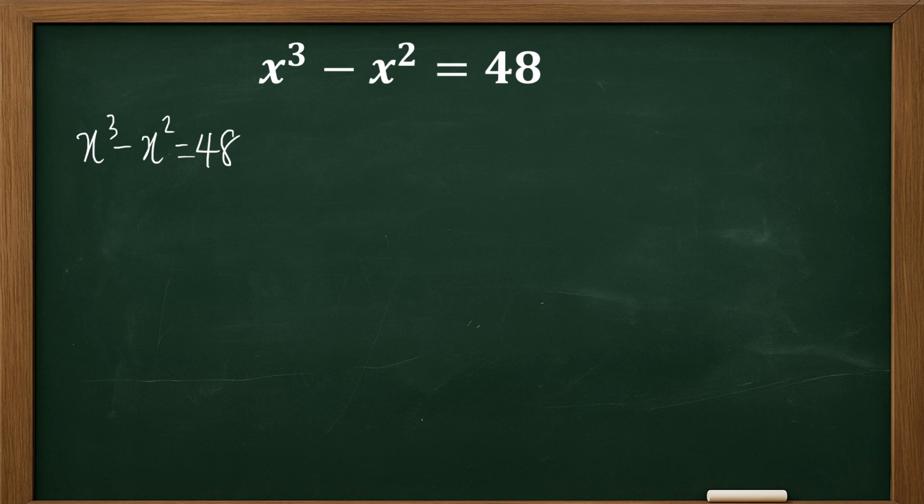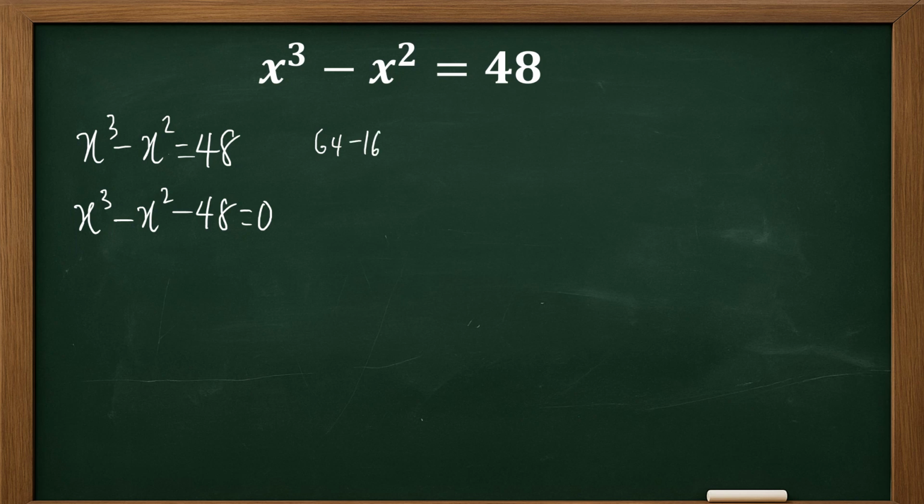But what if we have more values, more solutions for x? This is why we have to do this. Now, we have x cubed minus x squared equals 48. Rewriting this here, we're going to have x cubed minus x squared minus 48 equals 0. Now we have this. Here, we can write 48 as 64 minus 16.